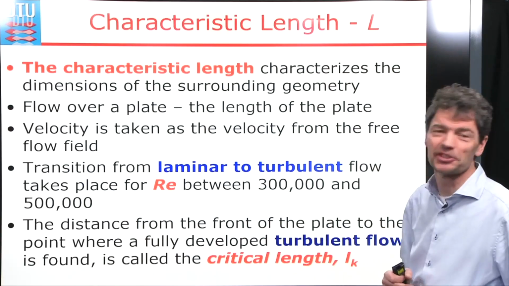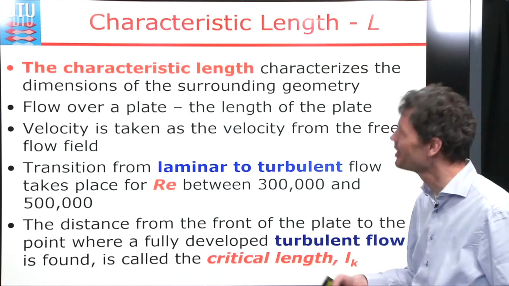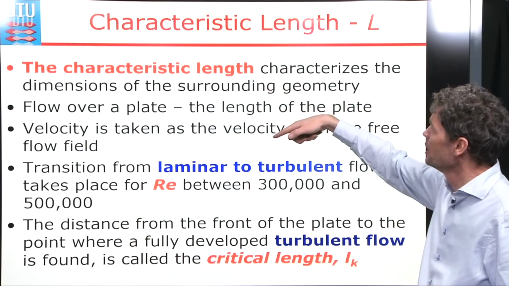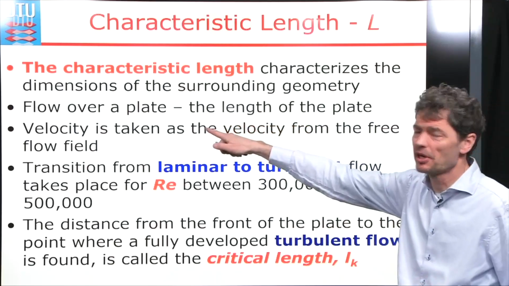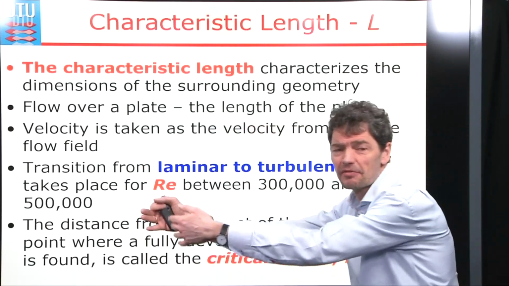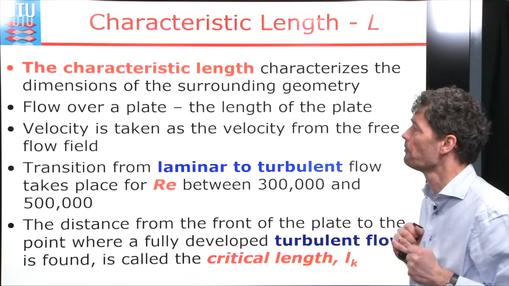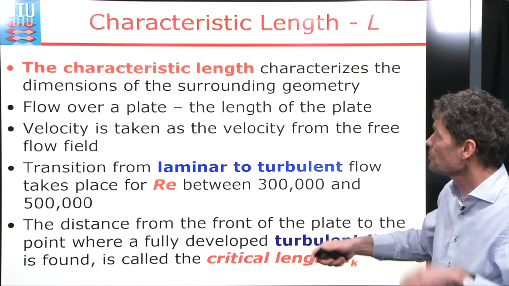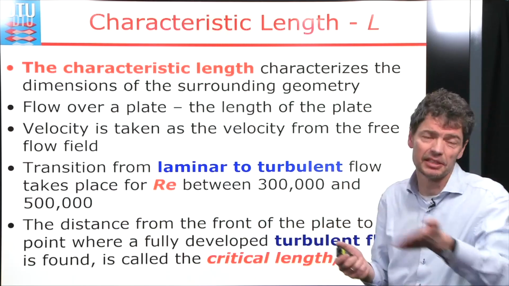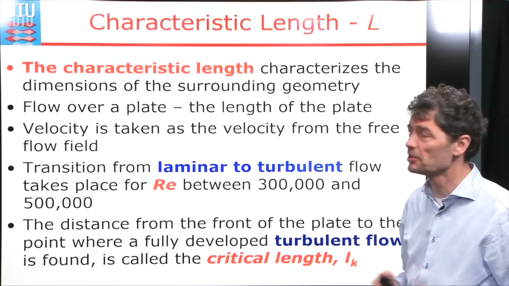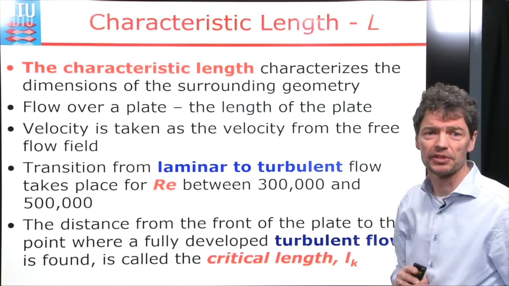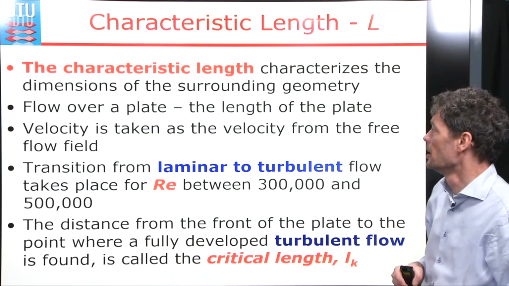So we need a characteristic length. And what would that be? Well, it depends on the geometry. You have to take it out of the geometry. So if you have a flow over a plate, a flat surface, then it would be the length of the plate in the flow direction. So then the velocity could be taken directly when you need that in our formulas. You should take it as the velocity far away from the surface in the free flow field.